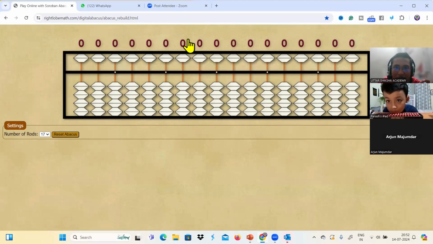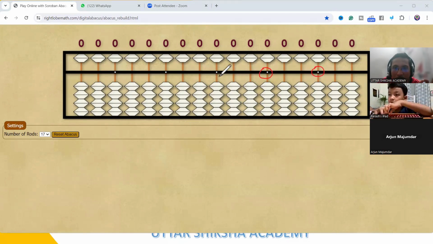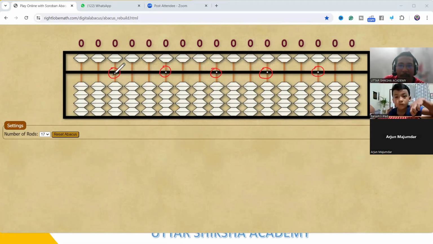Like in my abacus, you can see this rod is having a unit dot. This rod is also having a unit dot. In this rod also there is one unit dot, and in this rod also, and in this rod also. So I will choose any one of the rods which is having a unit dot. Remember, always we start representing numbers from the unit dot only.